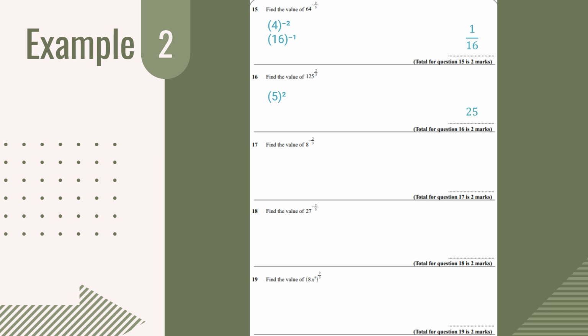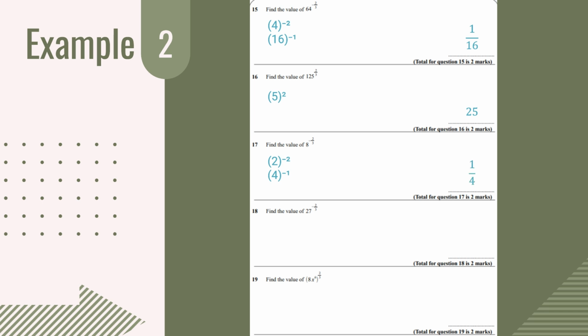Third question, find the value of 8 to the power of negative 2 over 3. Cube root 8, we get 2, and this is to the power of minus 2, so this is 4 to the power of negative 1. So it's simply a quarter.